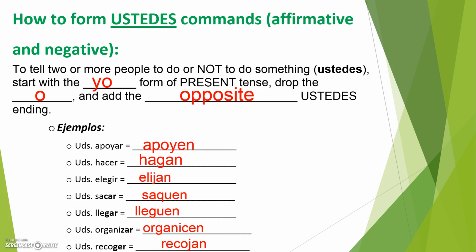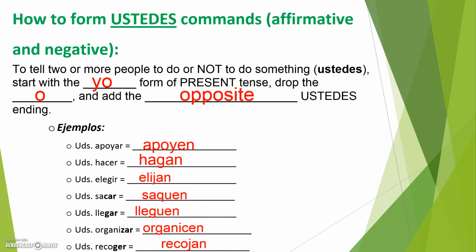Okay, los mandatos de ustedes, again, afirmativos y negativos. When you're talking to two or more people and telling them what to do or not to do, empieza con la forma de yo del presente, quita la O y añade el opuesto, becoming very much of a pattern at this point.